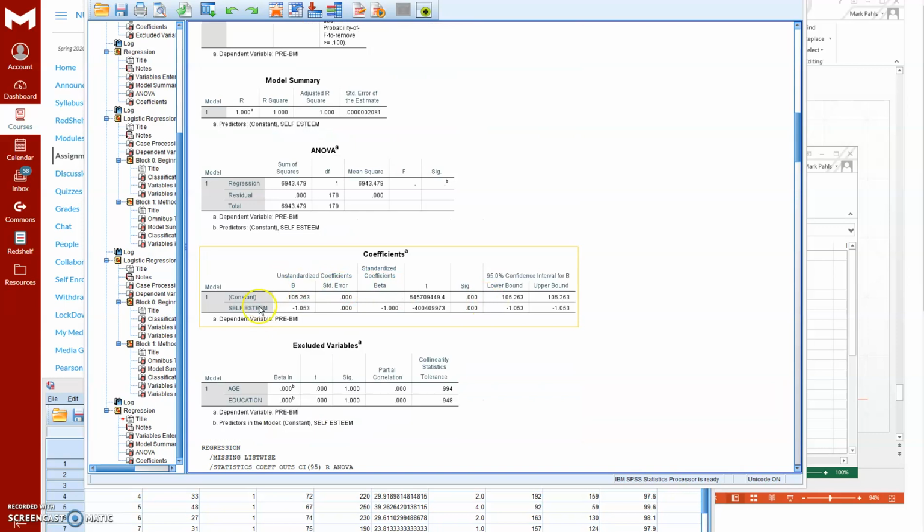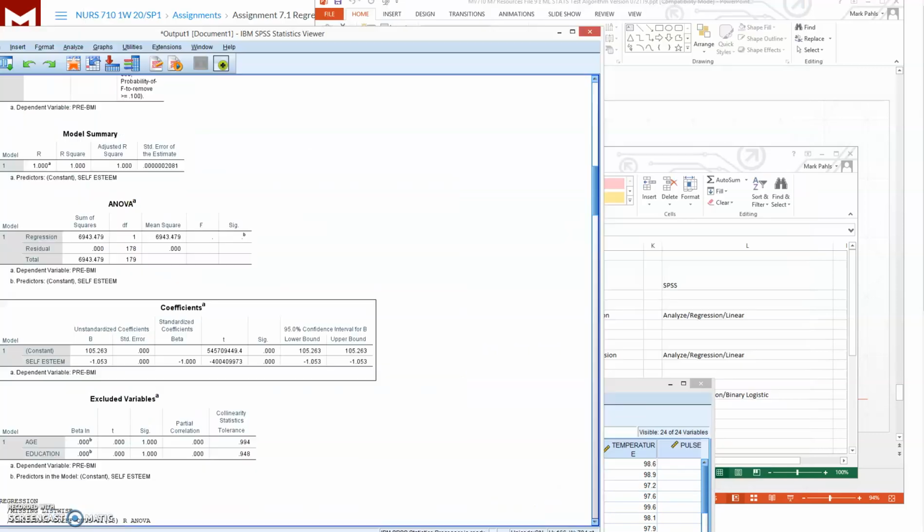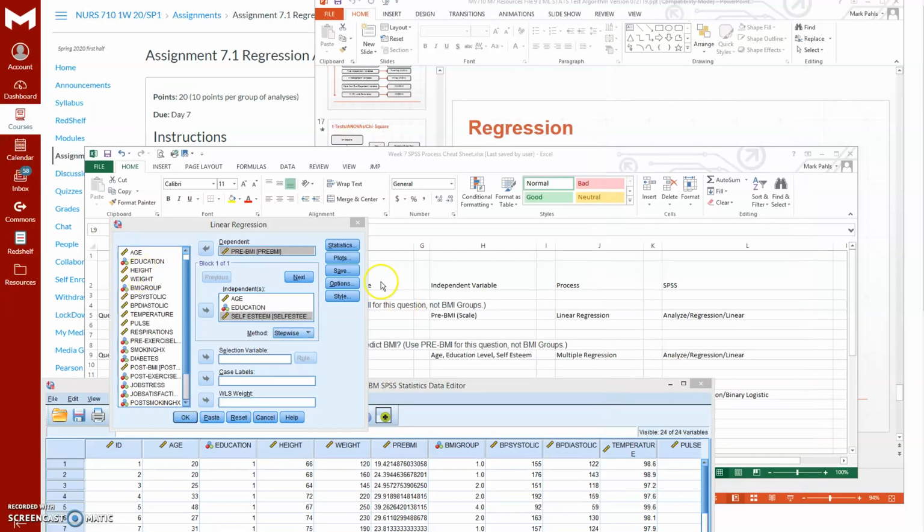So here is your final model. Pre-BMI equals 105.263 minus 1.053 times the value for self-esteem. So if someone gives you their self-esteem rating, whatever it is associated in the data, you can make an educated guess as to what their pre-BMI was. So again, the higher the self-esteem, how would that be? Probably the lower the pre-BMI, which makes sense. A healthier person. Okay, last one on the list.